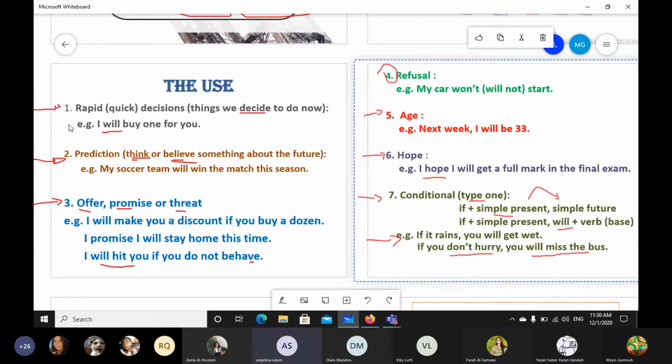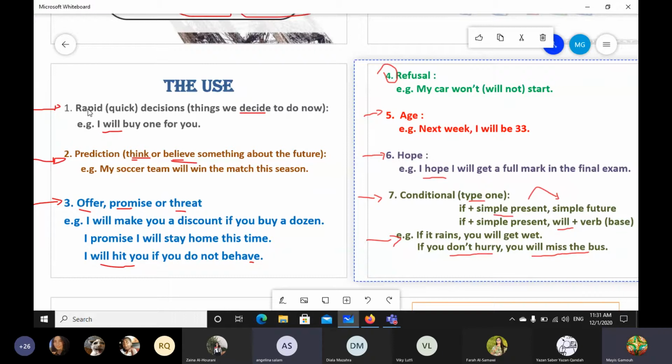Rapid, quick decisions. Things we decide to do now. Example, I will buy one for you.